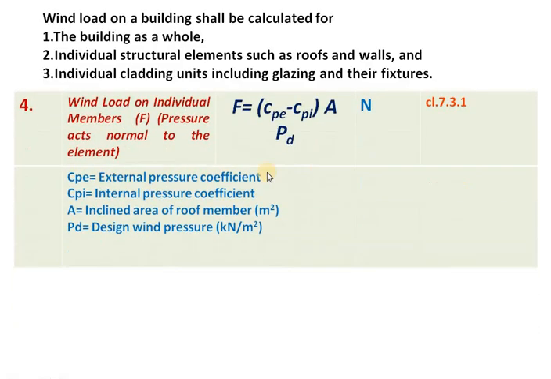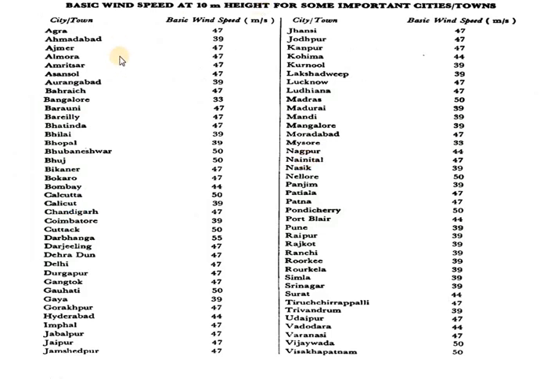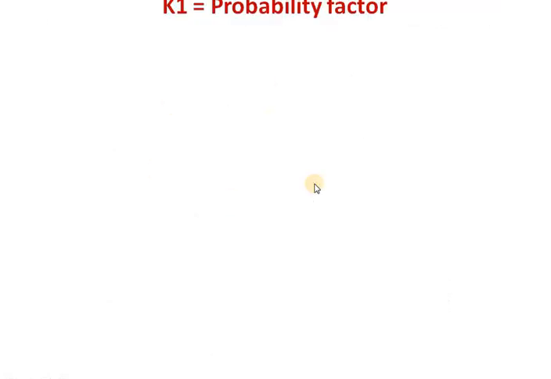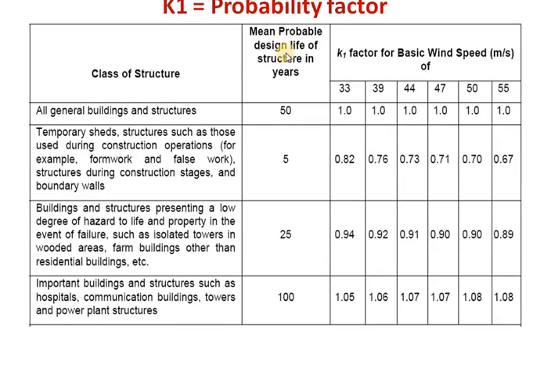Now we'll discuss how to find these factors. Before that, the wind load on individual members, that equation also has not changed. The clause 7.3.1 you have to refer to: external pressure coefficient minus internal pressure coefficient, and the external and internal pressure coefficients on roof and wall have also not changed. So only these factors have changed. The basic wind speed also has not changed. Earlier we had the same, now also we have the same basic wind speed for all the places. Probability factor K1, which depends upon the life period, also has not changed.